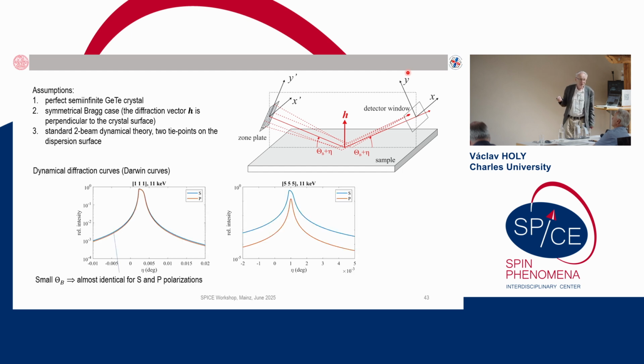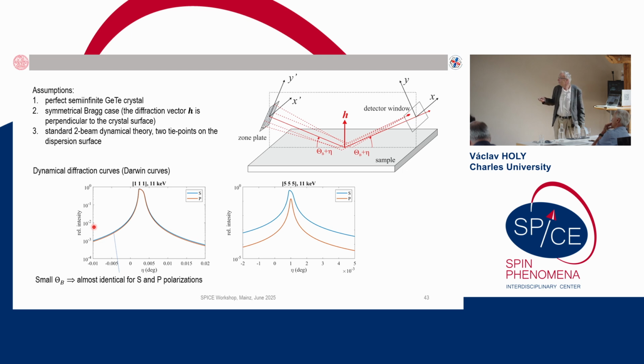And maybe just to remind you, the very basics of dynamical diffraction: the diffracted intensity as a function of angular deviation from the Bragg condition exhibits this Darwin curve. This asymmetry is caused by the Borrmann effect, and this Borrmann effect depends on the imaginary part of the susceptibility. And what is interesting, if we take 1-1-1 diffraction using this 11 keV, both polarizations S and P make almost no difference because the linear polarization factor is almost 1 in P polarization.